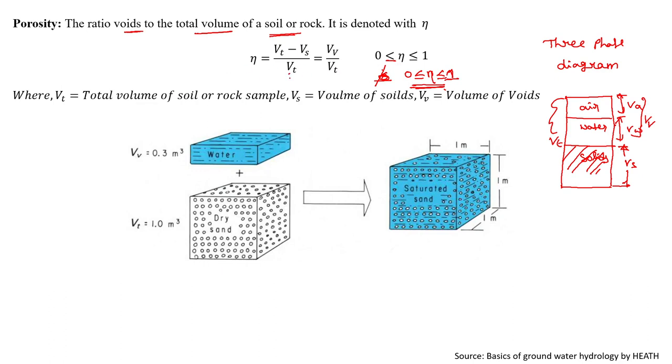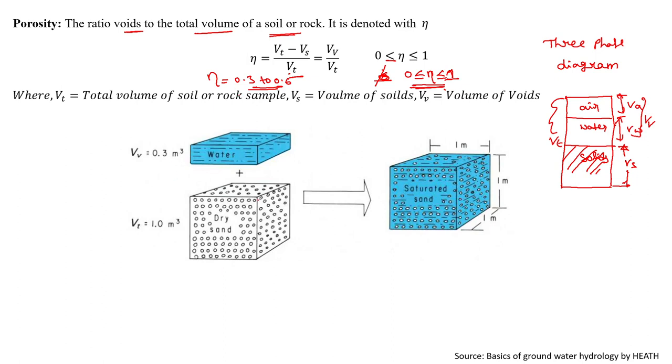And what are the terms here? Vt will be the total volume of the soil or rock sample, Vs will be the volume of solids, as I have shown you here, and Vv will be the volume of voids. Usually you will find η in a range of 0.3 to 0.6 in a regular scenario. But there are special cases where you will have more voids compared to the solids. Those are exceptional cases. But in a usual case, you will observe η in the range of 0.3 to 0.6.